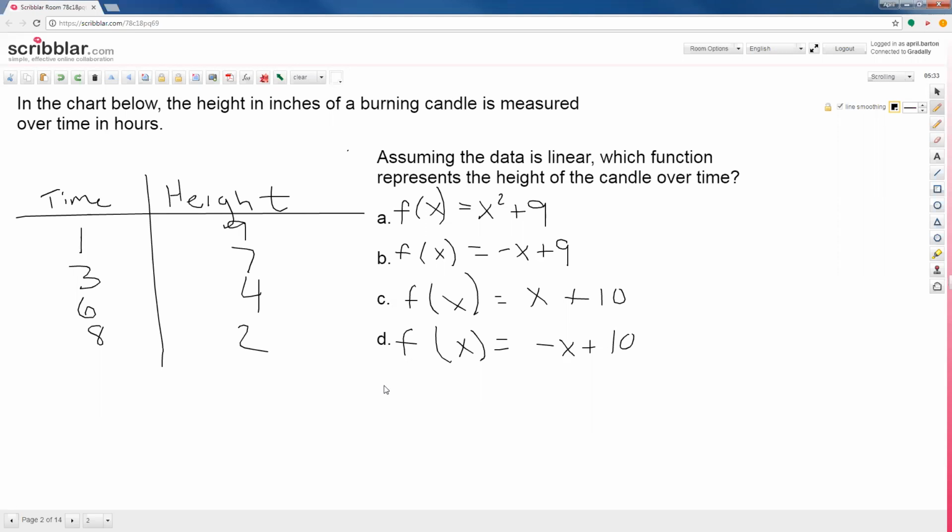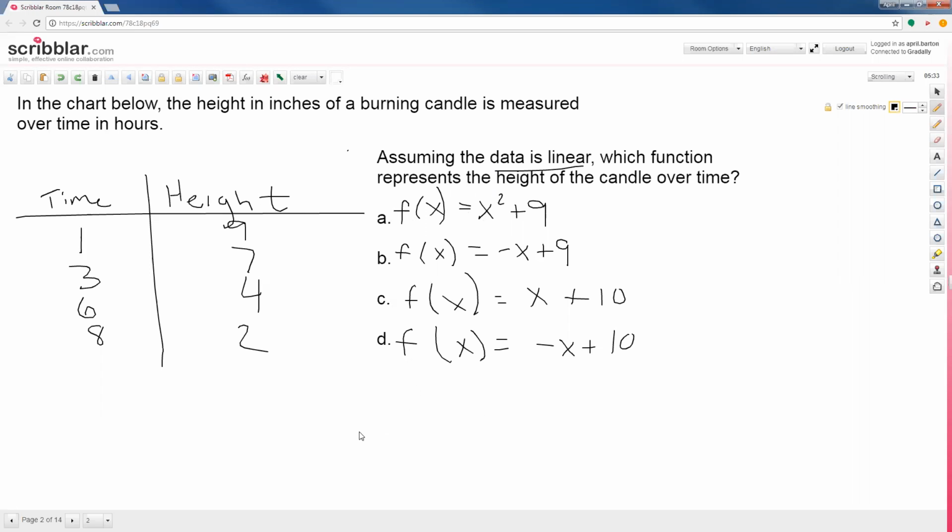So another linear pattern. In the chart below, the height in inches of a burning candle is measured over time in hours. So they give us height and time. Assuming the data is linear, so they said assume it's linear, that can help us knowing that it's linear. Which function represents the height of the candle over time? So if you do remember linear, then we can know that A is not our answer. X squared is not a linear function.